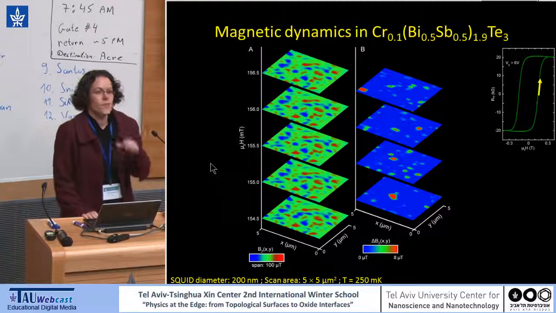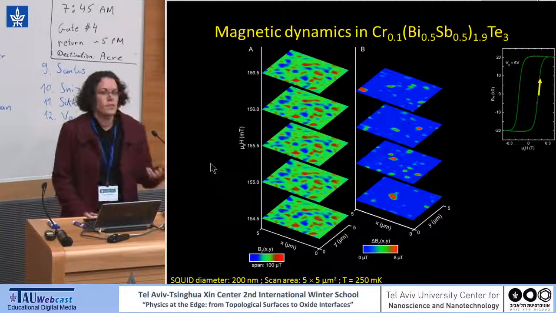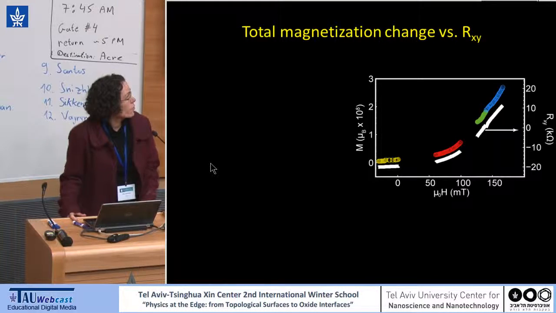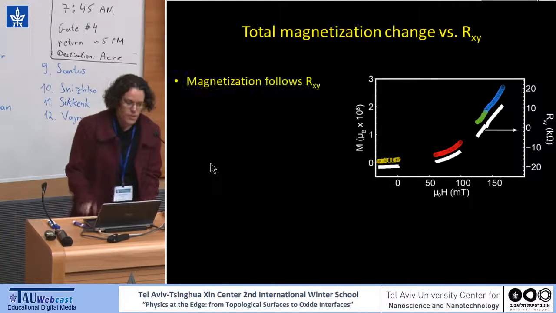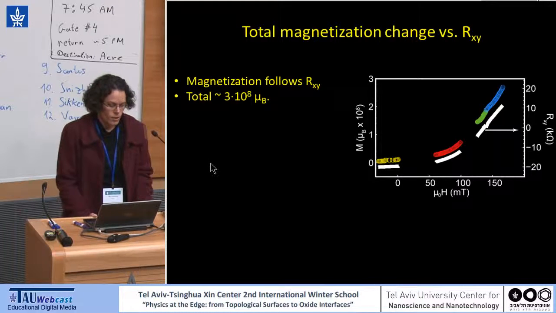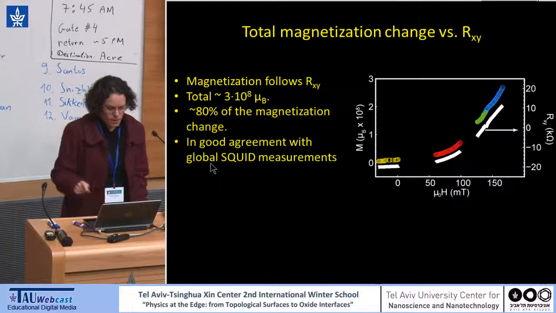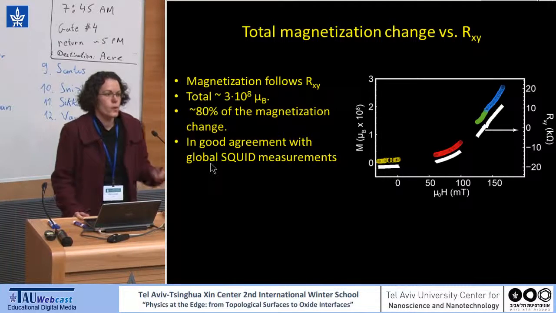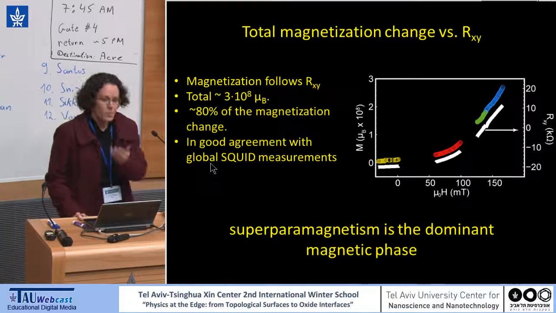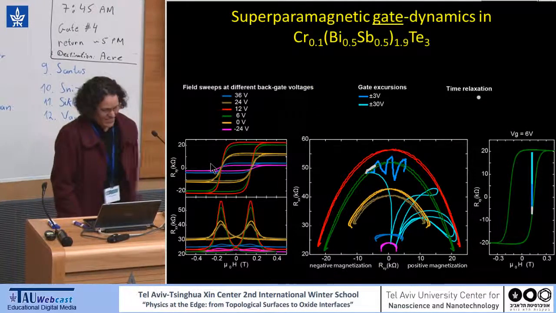And we can fit each of these switching blobs and fit its magnetization change, and we can create a similar magnetization curve and plot it together with the simultaneously measured Rxy that's measured in transport, and you see that the values sort of fit. So the magnetization that we measure follows Rxy. We get to a total of 3 × 10⁸ Bohr magnetons, which accounts for about 80% of the magnetization change. This is in good agreement with global SQUID measurements if you normalize to the fact that we only measure a 5 by 5 micron area. Which brings me to the point of my poster, which is that superparamagnetism is the dominant magnetic phase. And if you want to know more about this, you should come look at my poster.